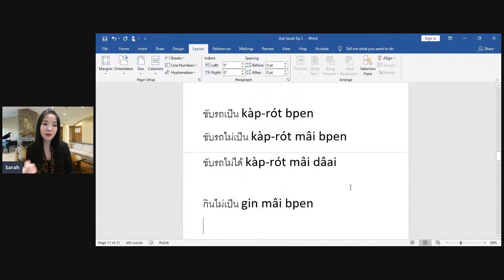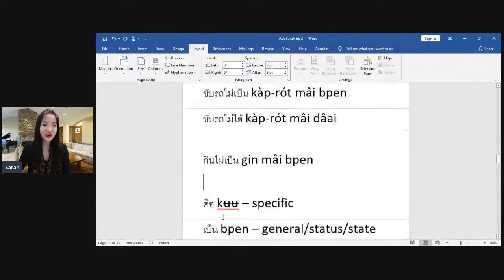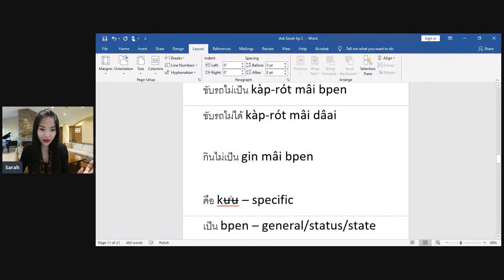For example, you see some deep fried insects, and you don't want to eat them. You can tell your Thai friends กินไม่เป็น, as in I never tried it, I don't think I would like it. Okay, so this one is an expression. It doesn't really mean that you don't have skills to do it. It actually means you're not familiar with it, or you just don't want to eat it because you don't think it's going to taste good for you. Okay, so I hope that's clear.